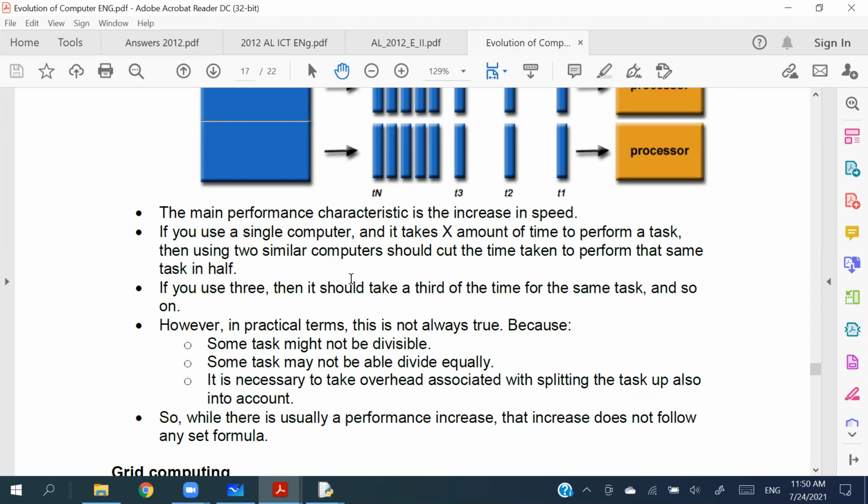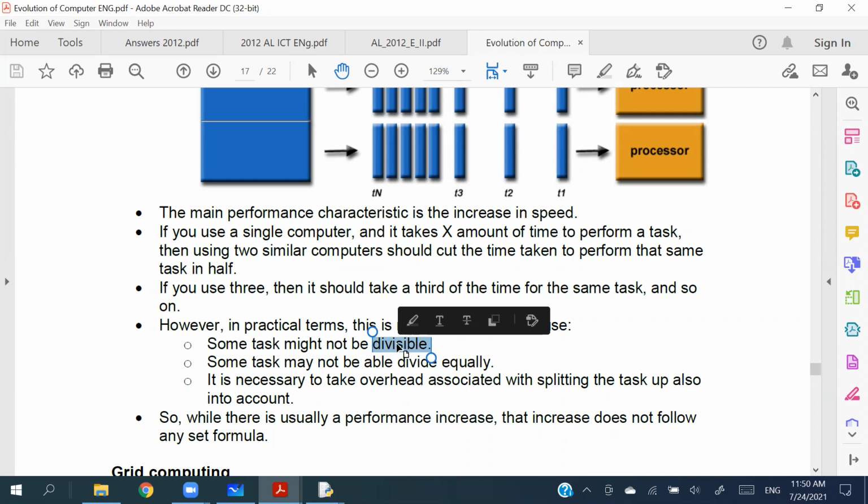So later we are talking about how, even though we can see the time is being reduced, or the efficiency is increased due to this parallel computing, there are some cases where that is not always true. It may not produce the expected output. Some tasks might not be divisible, right?